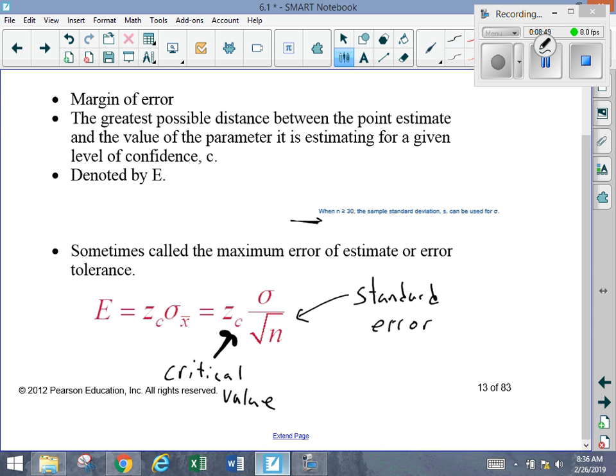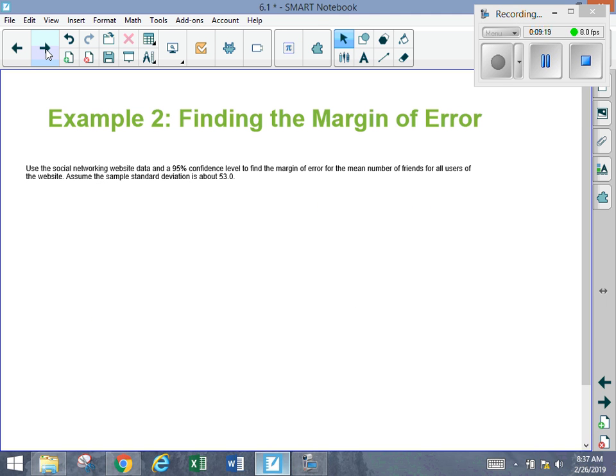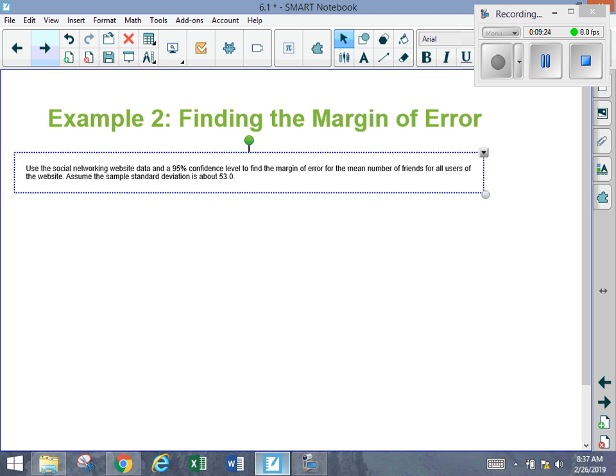So your margin of error is going to be your critical value times your standard error. That standard error, have you noticed it's the same thing as the standard deviation of a sample? So that's all you got to do. And we'll talk about where to get these critical values in just a minute. All right, so let's do it right now. Let's find the margin of error.